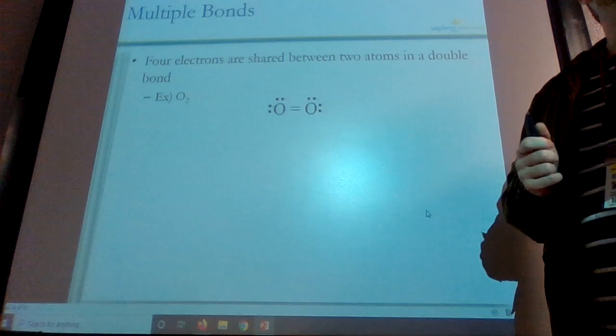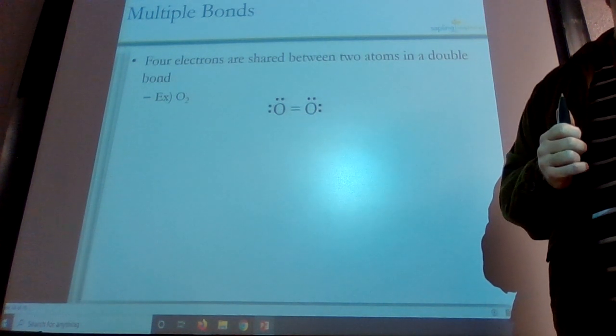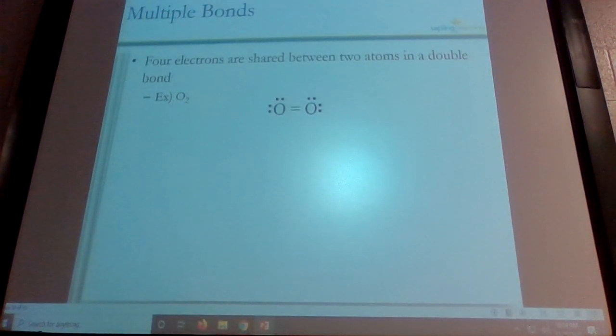Multiple bonds: if you have extra electrons left over, you're going to have to make a multiple bond out of this. So oxygen has how many valence electrons? Oxygen has 6. So I have an oxygen here. 1, 2, 3, 4, 5. And I'll put this one over here. 6. An oxygen over here. 1, 2, 3, 4, 5, 6.